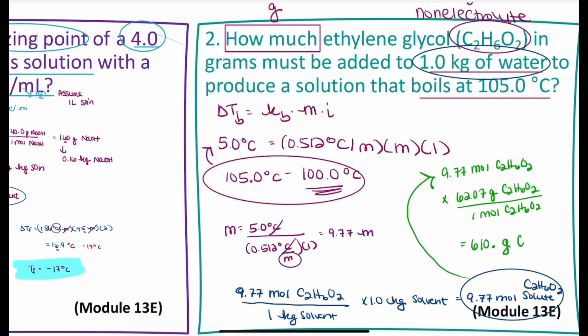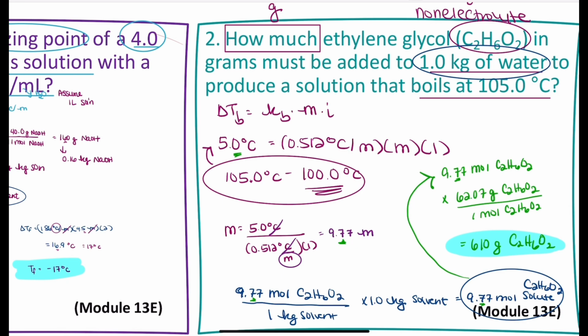Oh, hold on a second. Actually, I said that wrong. My sig figs: I had 2 sig figs here, 2 sig figs here, 2 sig figs, 2 sig figs. So 610, no decimal place. I apologize. Grams C2H6O2. I need 2 sig figs in my final answer. And that's why I'm writing it as 610, not putting either another number there or a decimal place there.